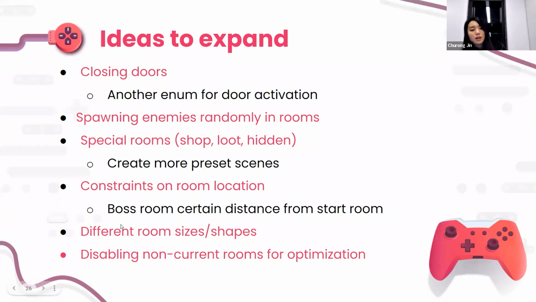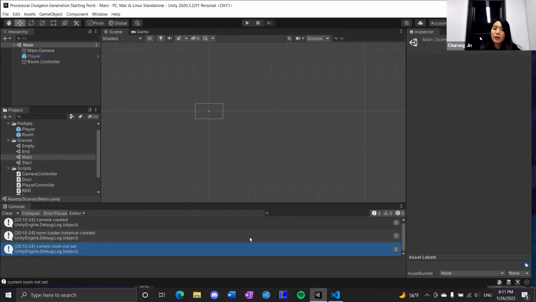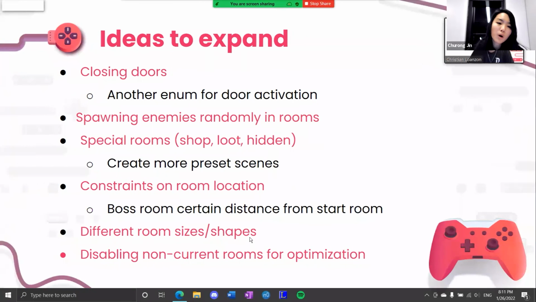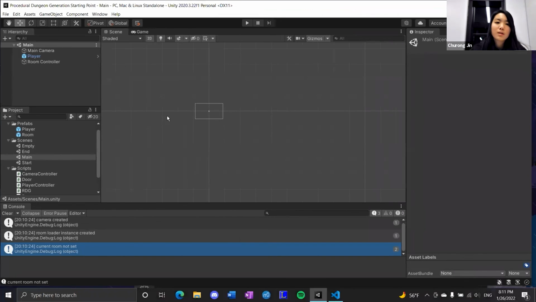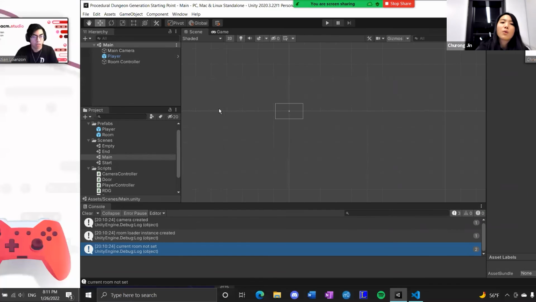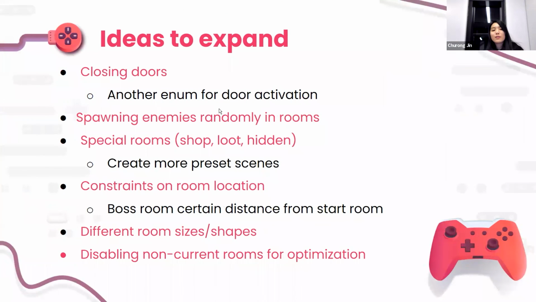And then another very interesting one would be different room sizes or shapes. Currently we only have rectangles and that's kind of boring, but it's what Binding of Isaac and Moonlighter have. But you could always expand this. This would make the positioning of the room harder because you have to account for the different sizes and shapes and always have them connect to doors. But I think it's doable.